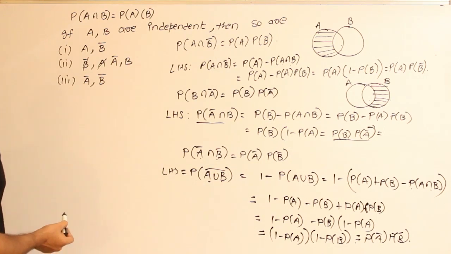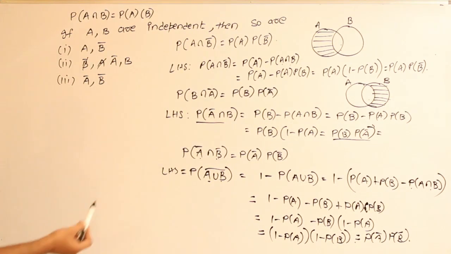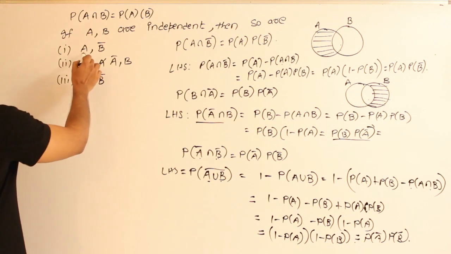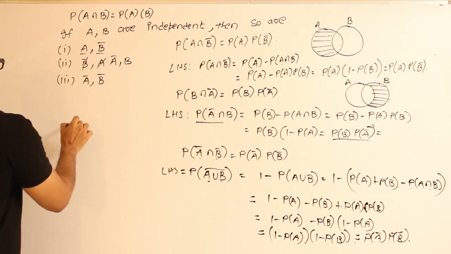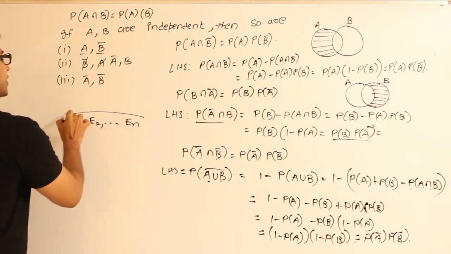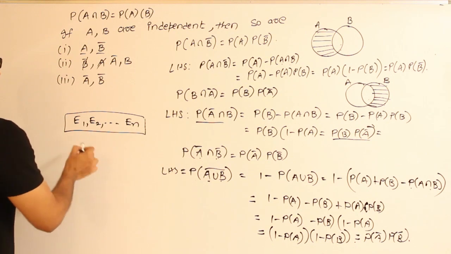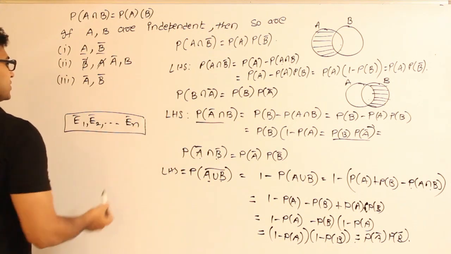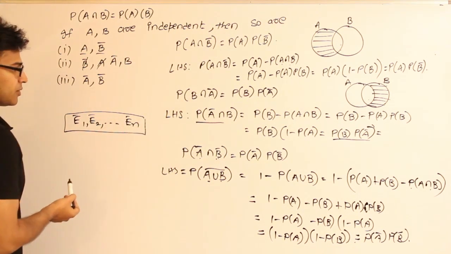Got it? So if A and B are independent, then we can prove that all these are independent. It is not just for two events, you can prove it for more than two events also. If you can find out that E1, E2, so on, En are independent, then you can just use that formula. If you see that there are n events, and all these n events are independent, then you can take complement of any one of them and you can say that all these events will be independent, or you can take complement of all and you can say that all are independent, which means you can play with the complements as well.